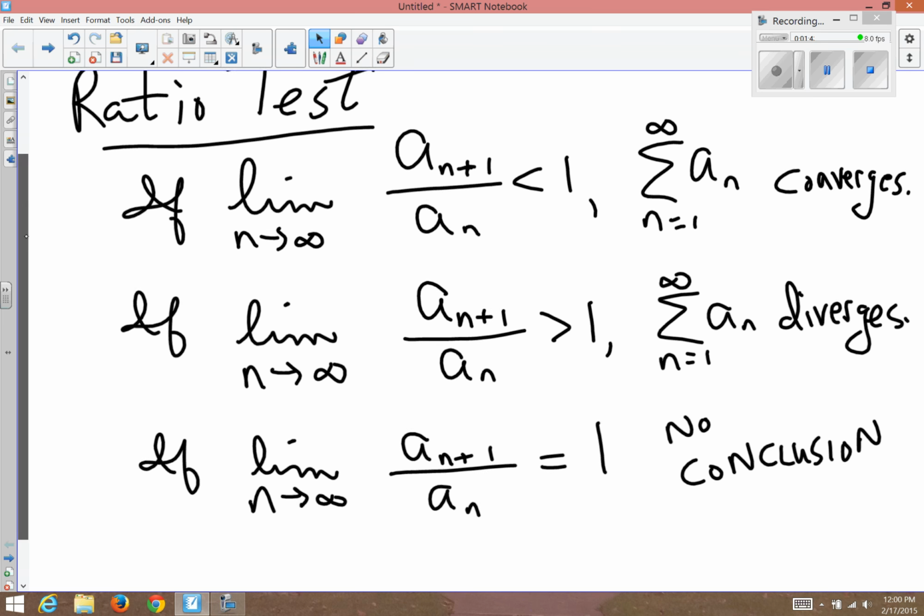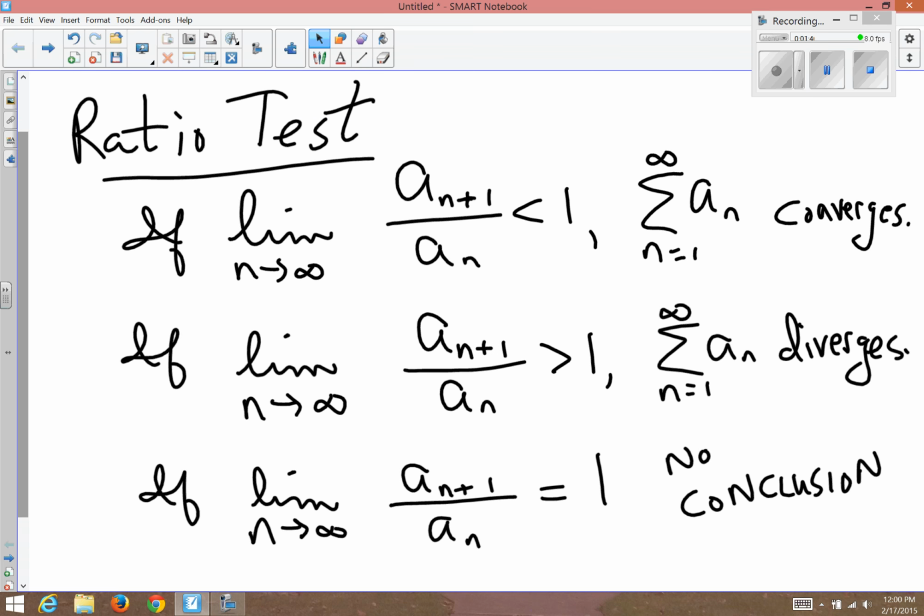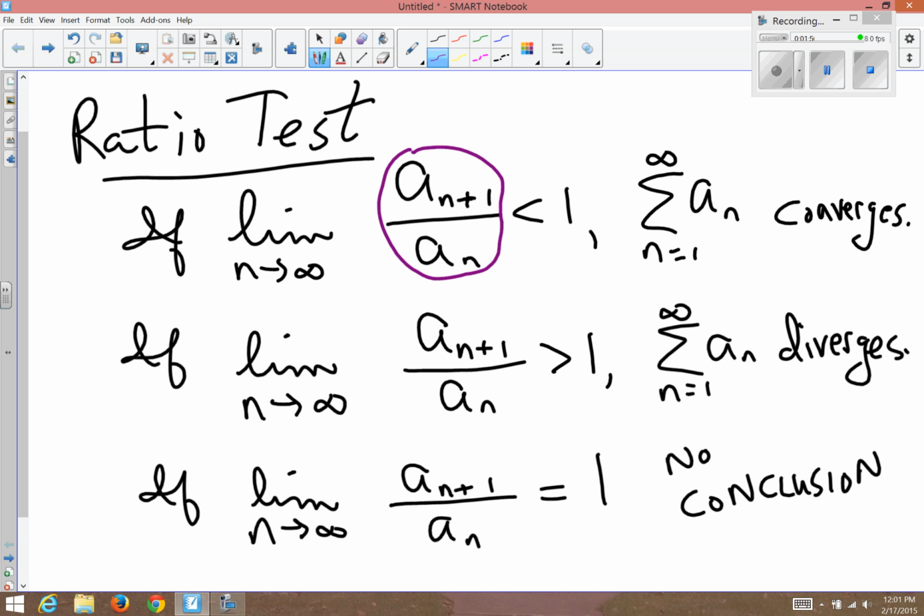It's called the ratio test because we're going to make a ratio of the n plus first term to the nth term. If the limit of that ratio is less than 1, converges. If the limit of this ratio is more than 1, diverges. If we get 1 exactly, the test is inconclusive.